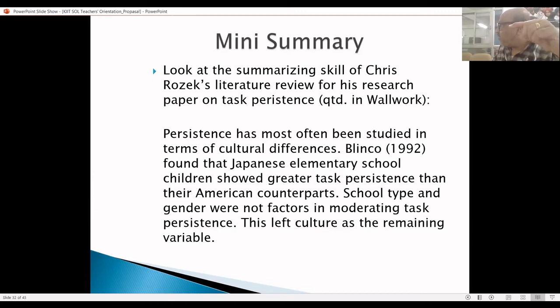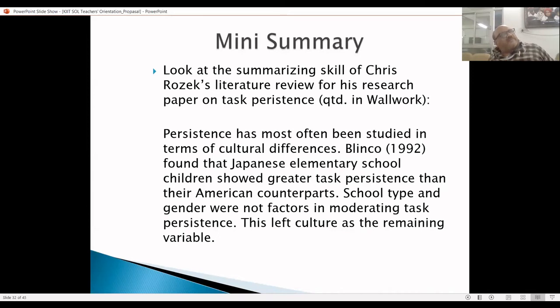This is something that the researcher must be aware of. In our MA dissertation manual that we have developed, in the very first line, I added this: the dissertation should be plagiarism free, in Times Roman 12, things like that. So let us look at this review here. Persistence has most often been studied in terms of cultural differences. Blinko 1992 found that Japanese elementary school children showed greater task persistence than their American counterparts. School type and gender were not factors in moderating task persistence. This left culture as the remaining variable.